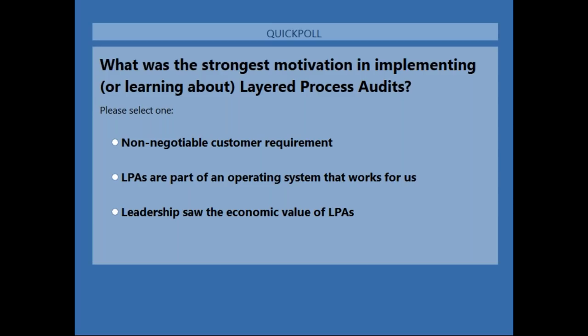Right. Here we want to find out if you're doing it because your customer said you need to. That's the first choice, non-negotiable from the customer. The second choice, that you have an operating system that you're using, LPAs or some type of verification to hold things in place. And the third one is that leadership understands it and is using it as a tool to drive excellence in everything you do.